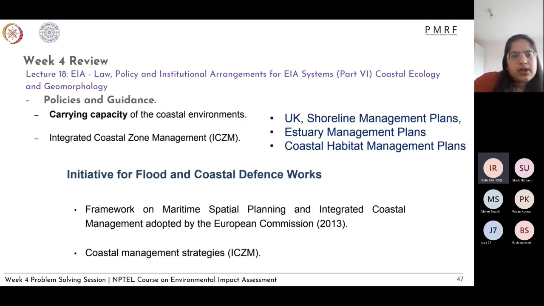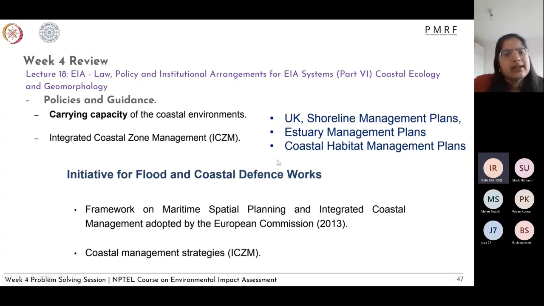And then we also looked up the policies and guidance relating to coastal ecology and geomorphology. Basically, we look up the carrying capacity of the coastal environment, how much stress it can take. And then we also have something like the Integrated Coastal Zone Management, the ICZM, which looks up the development of the coastline in a very sustainable and integrated manner.